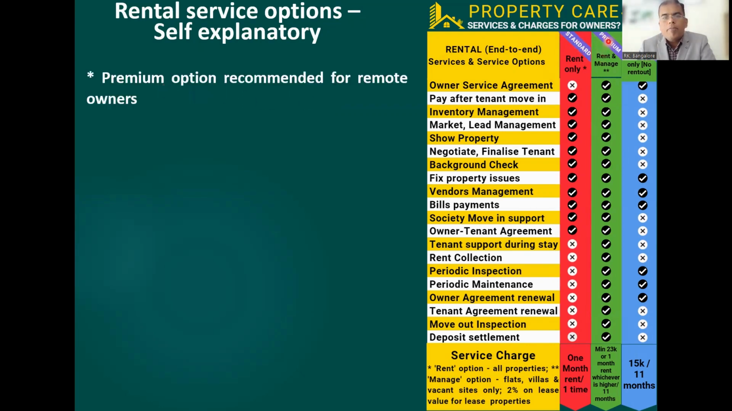So this is the premium one. The first one is the premium for remote owners. See, this is the proper package which will be very useful for the owners. We generally recommend taking this. What all the work we do is listed here, and for this plan, this is what we do. For that, the charge is a minimum of 23K or 1 month rent, whichever is higher.